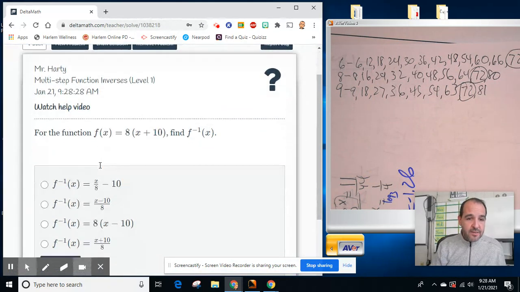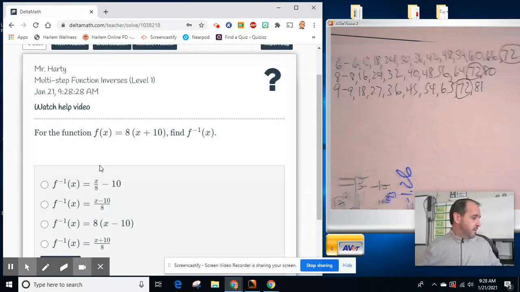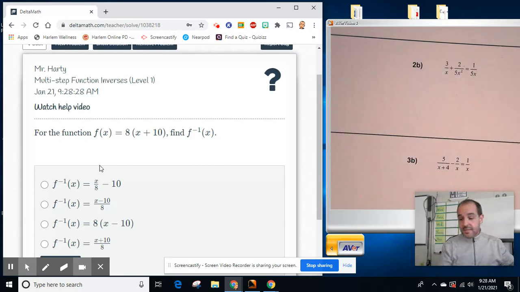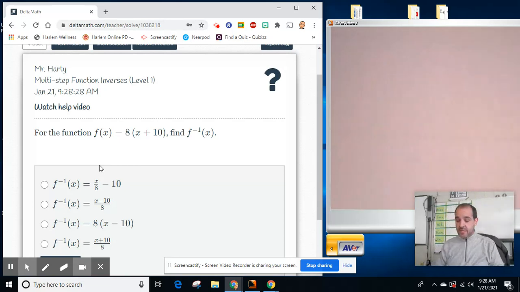Multi-step inverses. Okay, inverses. I need more paper. All right, just a second here. I told you that this final exam is chunky, but man, if you can show me you can do this, I feel happy giving you the extra grade or the passing grade.